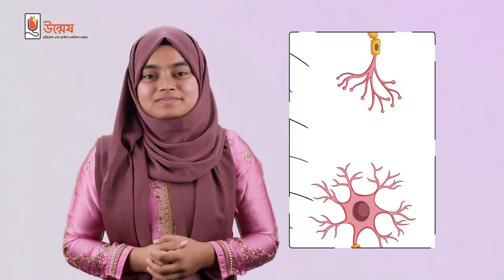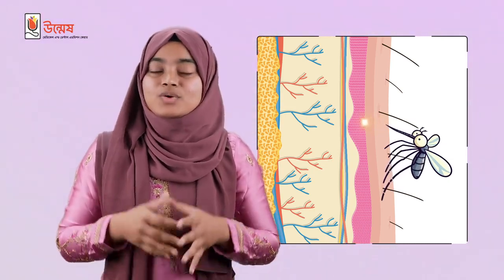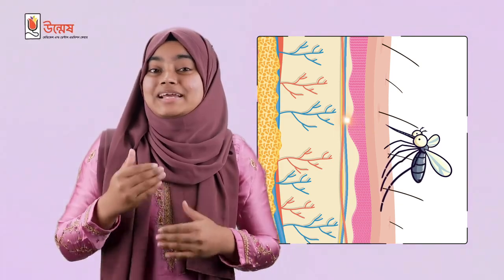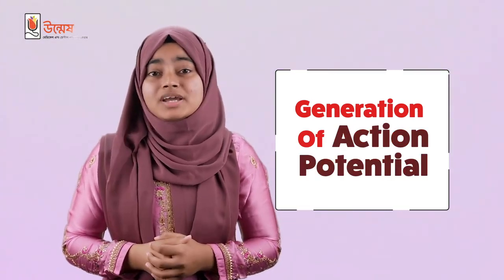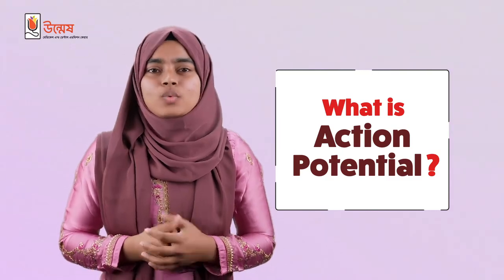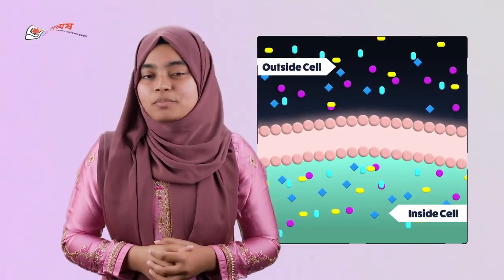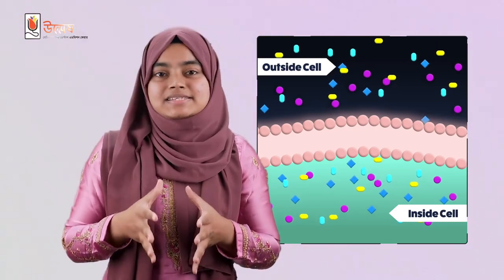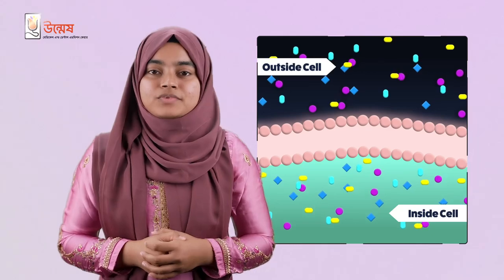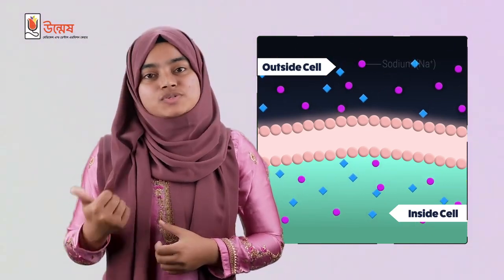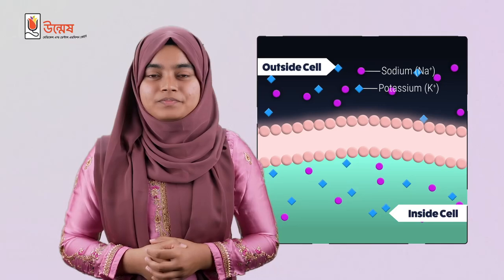So let's begin. When a neuron is stimulated by any stimulus like a mosquito bite, an electrical impulse is generated within the neuron. Actually, an interesting thing occurs at this time, which is generation of action potential. Now you might be wondering, what is action potential? Well, to simply say, it is an electric potential generated inside a cell due to movement of certain ions through the membrane of that cell. For a neuron, these ions are sodium ion and potassium ion.